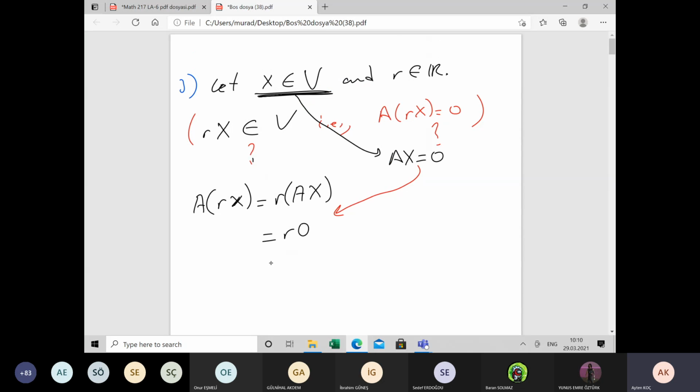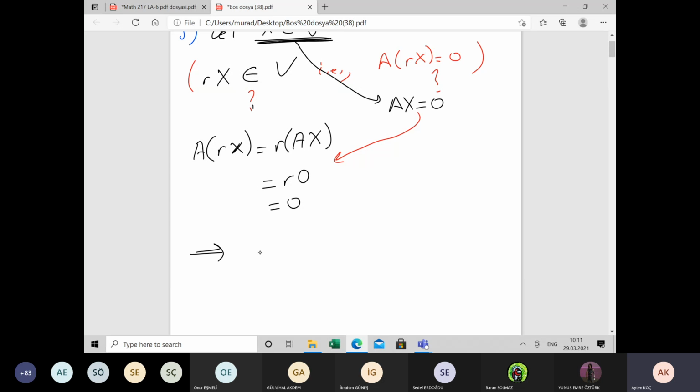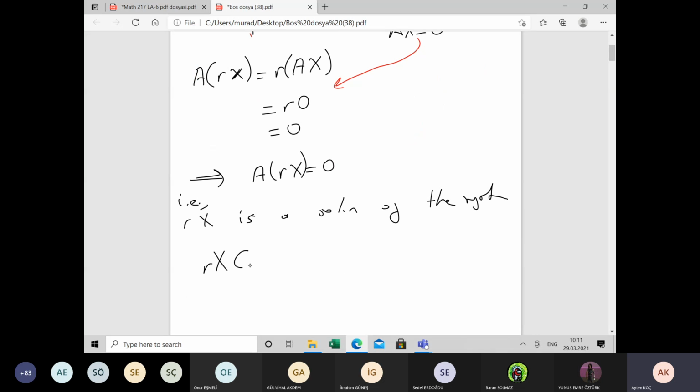R times the 0 vector is always 0. So we obtain A times Rx is 0. So what does it mean? It means Rx is a solution of the system. And Rx is in V because it is a solution of the system. So V is a subspace of Rn.